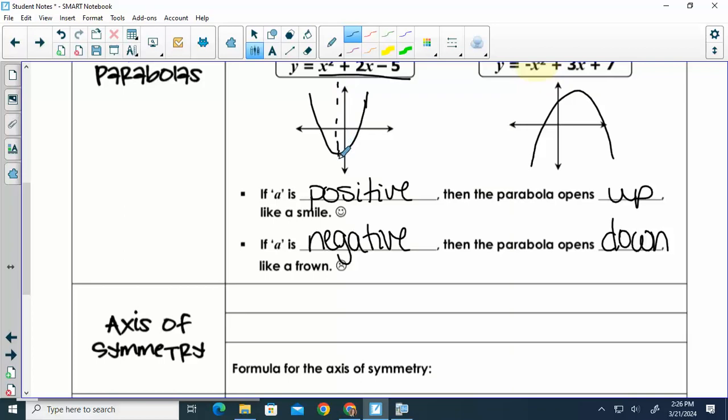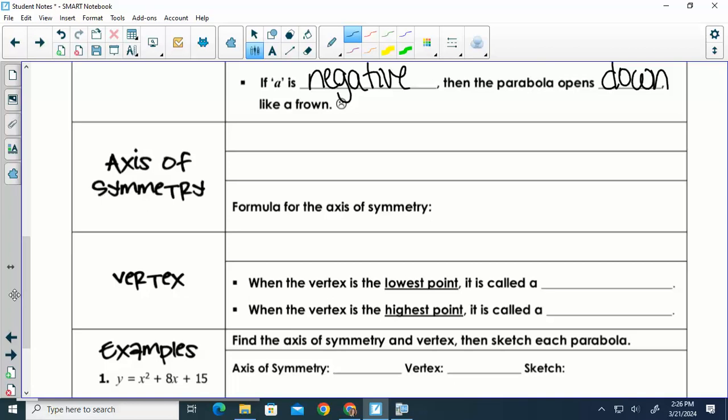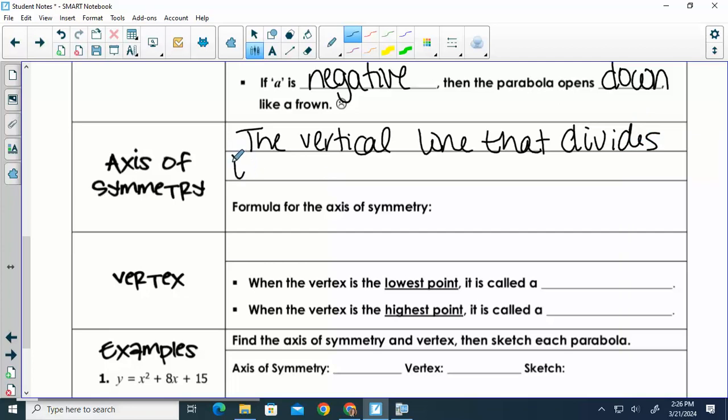So that line that kind of goes through the middle has a name. It's called the axis of symmetry. Just like a line of symmetry is something that you can, it's the same on both sides. So that's the axis of symmetry. So axis of symmetry is the vertical line that divides the parabola into two equal parts.